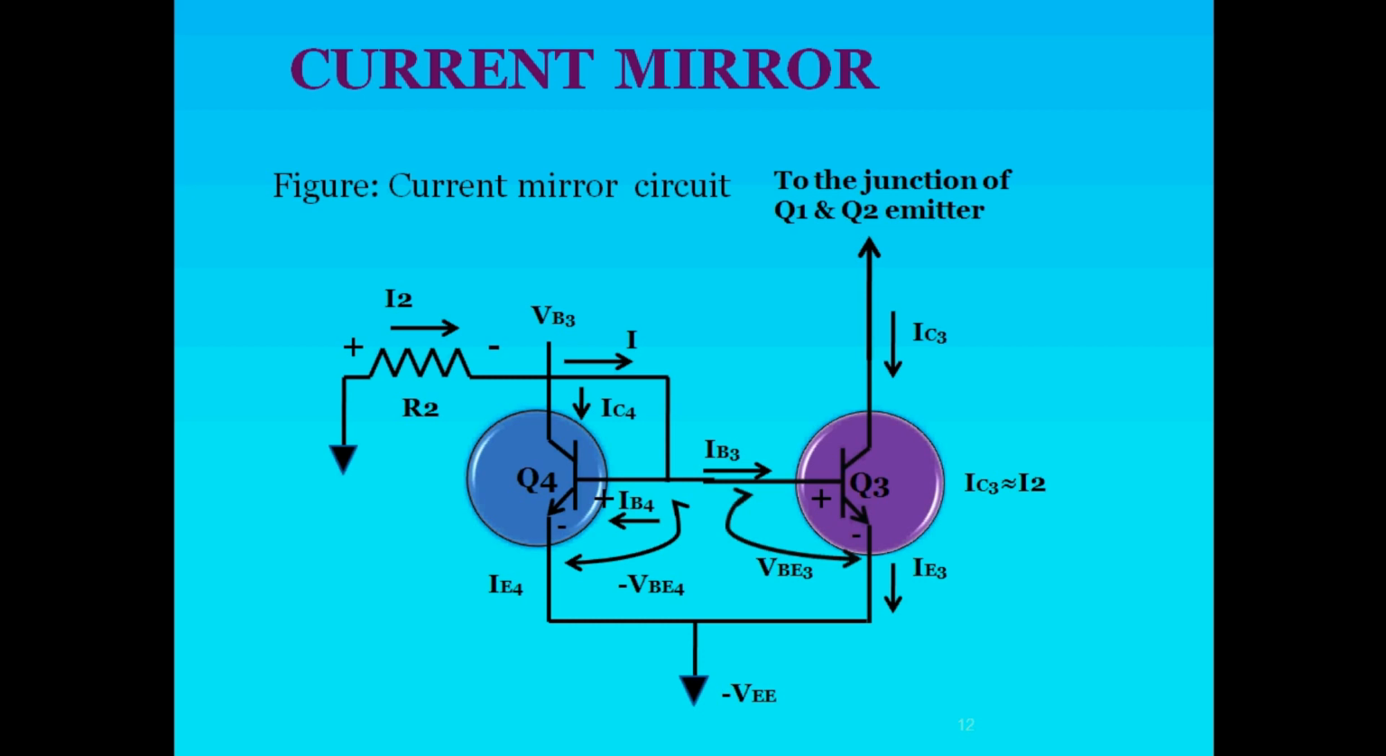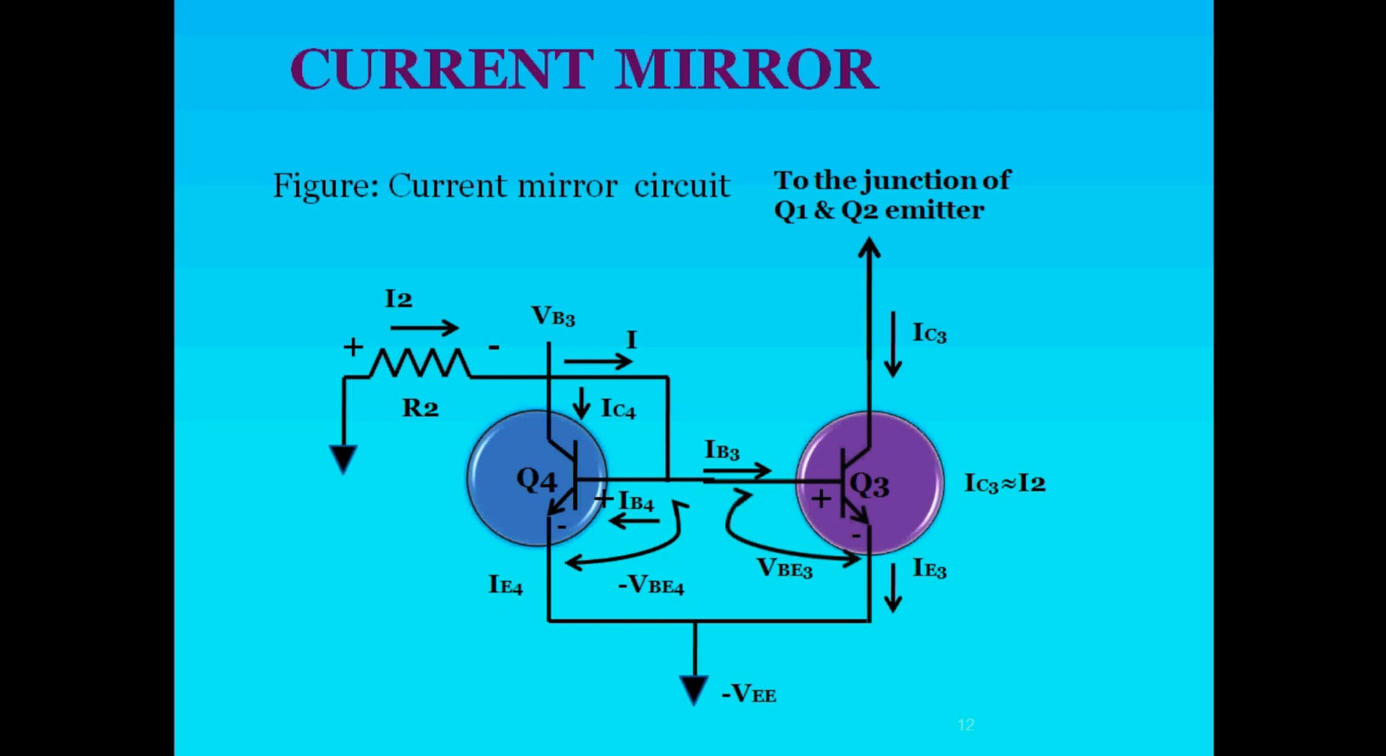Now this I current will be going to the base of both of the transistors. So the I current at this node will get split as IB3 and IB4. The voltage drop across Q4 from base to emitter is VBE4, and for transistor Q3 the base to emitter voltage drop is VBE3. The current flowing through the emitter of Q3 is IE3, and there is IE4 current flowing. Here is IC4. IC3 current will be flowing through the collector, and this current is nothing but flowing into the emitter of the two transistors Q1 and Q2.